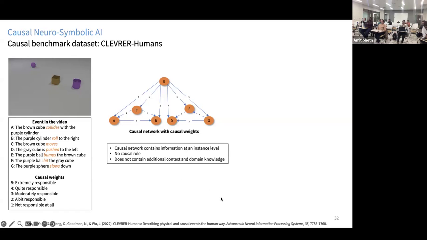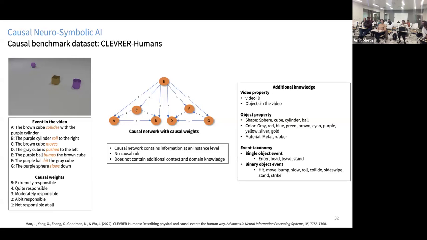We've seen that the Bayesian networks contain information at the instance level. We call it the knowledge graph or the semantic space. They do not have causal roles. By causal roles, I mean the treatment, mediator, and outcome roles that we talked about. They do not contain additional context and domain knowledge.